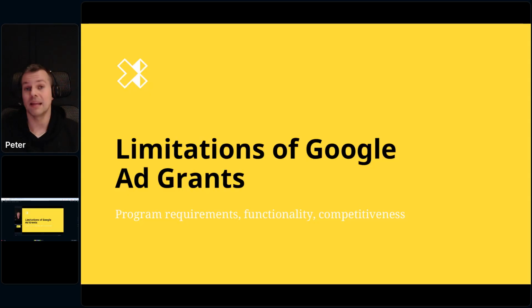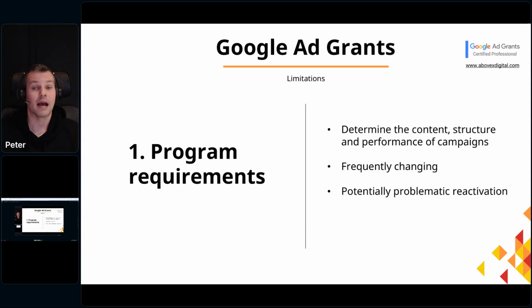What are the limitations? And again, those of you who have Google Ad Grants accounts, you might have experienced some of these yourself. From our perspective and the perspective of our clients, probably the biggest limitation, or the biggest set of limitations actually, is this one, which is program requirements. What I mean by that, these are rules. There's about 10 rules within the Google Ad Grants program, and these rules are related to how the campaigns need to be set up, how they need to be structured, and what their minimum performance should be.